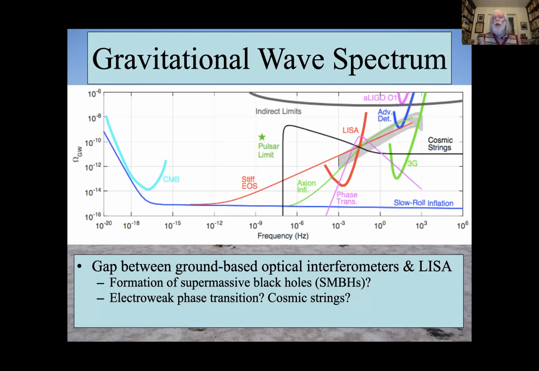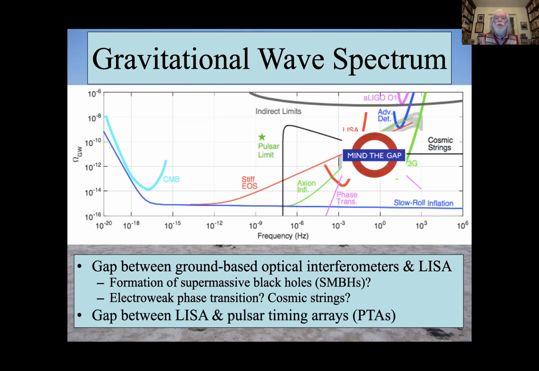Now, what you also see is that between LIGO and LISA, there is a gap. And this gap is interesting for various different reasons. It could provide us clues as to the formation of supermassive black holes, but it could also be interesting for looking for signatures in the early universe of the electroweak phase transition and also cosmic strings. And this is a gap that I'll be paying a little bit of attention to in the following slides. But there's also a gap between LISA and pulsar timing arrays, but I won't have time to discuss that.